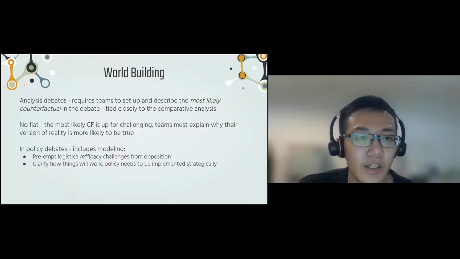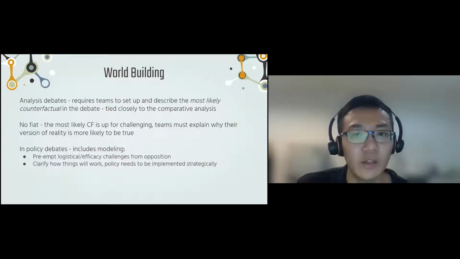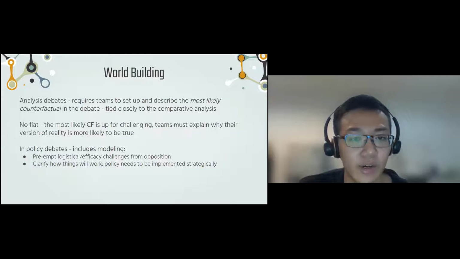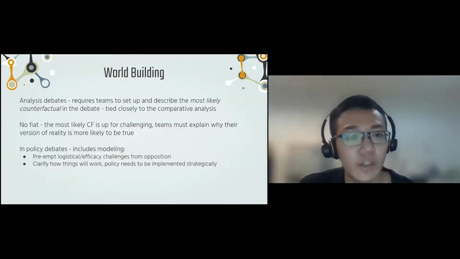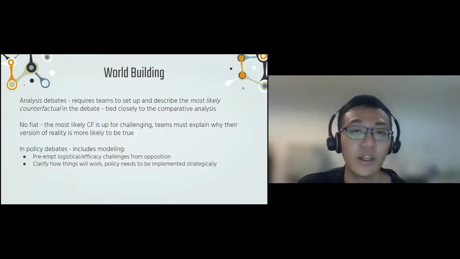So this is an analysis debate. It requires a team to set up and describe the most likely counterfactual in the round. It's tied quite closely to the comparative analysis that we did earlier. So note with analysis motions like this, the most likely counterfactual is up for challenging. There's no fiat here. Teams need to explain their version of reality is more likely than not to be true.